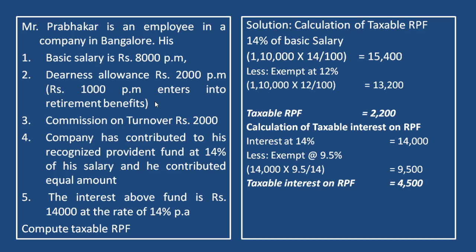So this is how we calculate the taxable portion of the RPF. Here, the meaning of basic salary equals basic plus dearness allowance retirement portion plus commission on turnover: 96,000 plus 12,000 plus 2,000 equals 1,10,000. Hope you have understood this. Thank you.